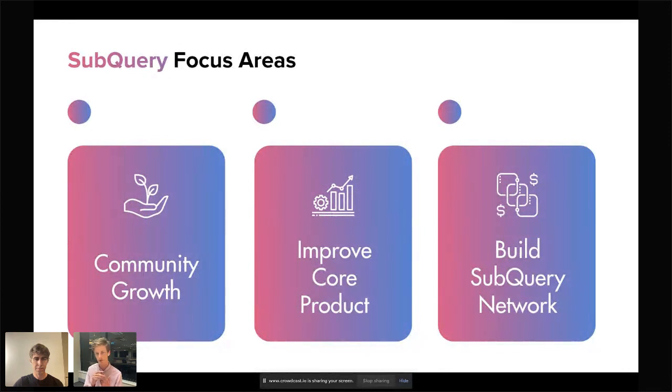Second one is obviously improving our core product. Without a core product, we wouldn't be here today talking to you. So we can't lose sight of that, and we've got to make sure that we're continually improving it. And then lastly, build the SubQuery Network, our decentralized, tokenized network. Each of these 3 we're going to be covering today. So let's start with the biggest of the 3, obviously the community.